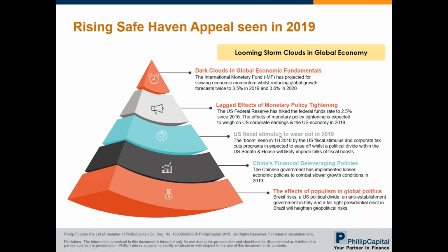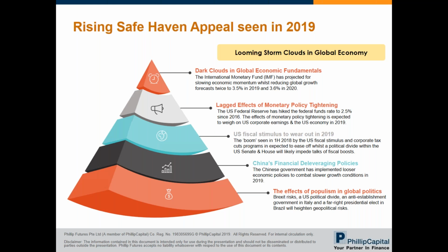And also, the boom which you saw in the second quarter was largely due to the fiscal stimulus program, corporate tax cuts. So all these are likely to ease up and wean off in the longer term, as the economic performance is not likely to go up in lieu of monetary policy tightening. So more importantly, a political divide within the U.S. House and the Senate, where the House is controlled by the Democrats and the Senate by the Republicans, will likely prevent an increase in fiscal stimulus. So it's hard to give the economy a boost in view of differing opinions.